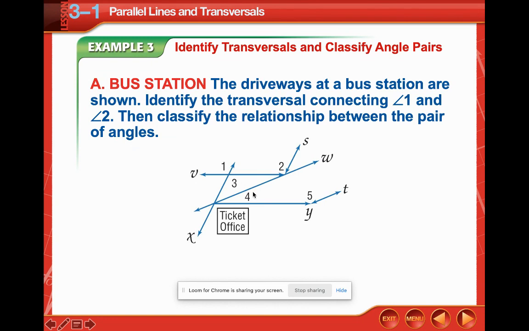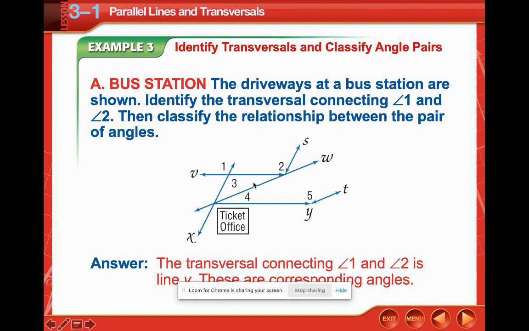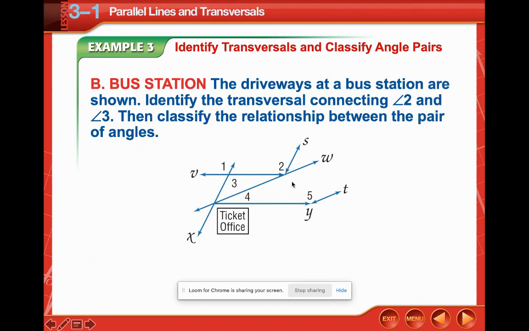So it looks like this is the line. This could be the transversal, and these could be the two lines. So line V is the transversal right there, and they are corresponding angles. As you can see, they're both on, I guess you could say, the north side and the north side. So I would say connected by V, corresponding angles.